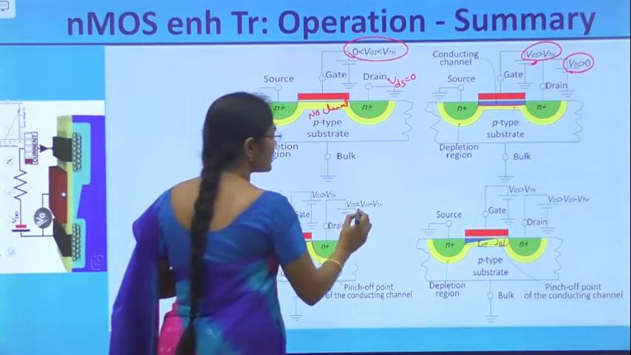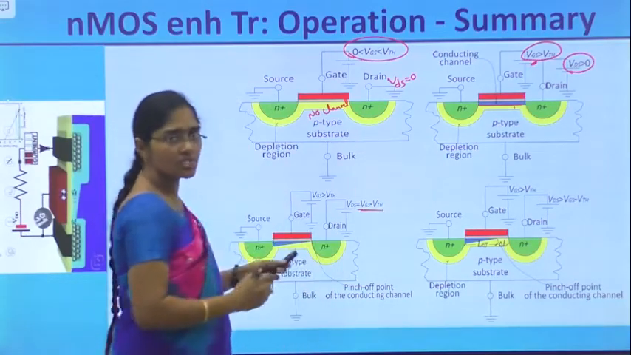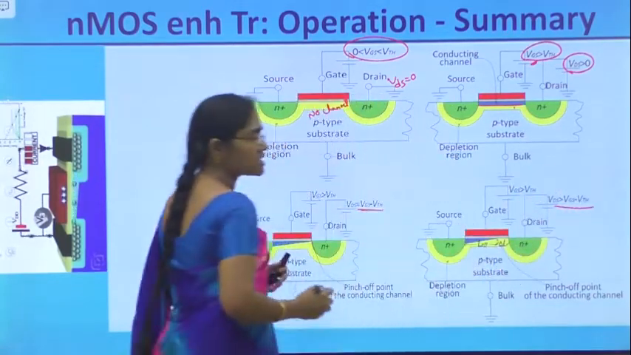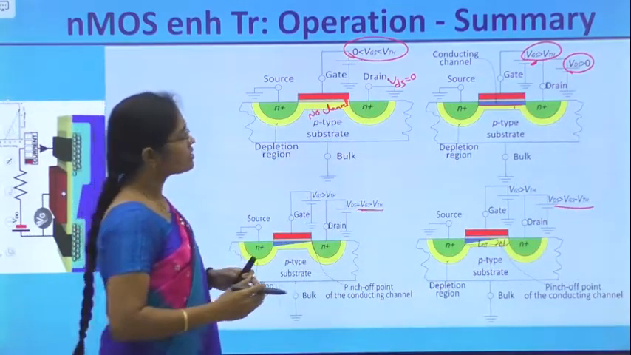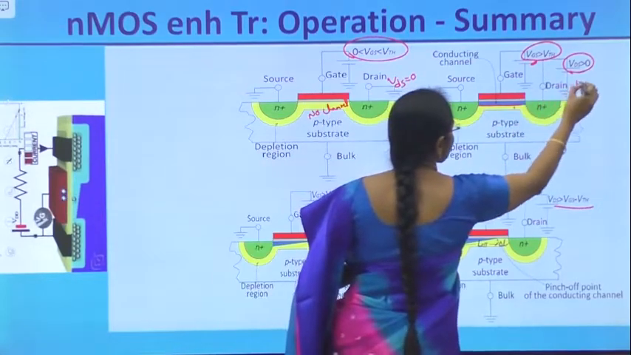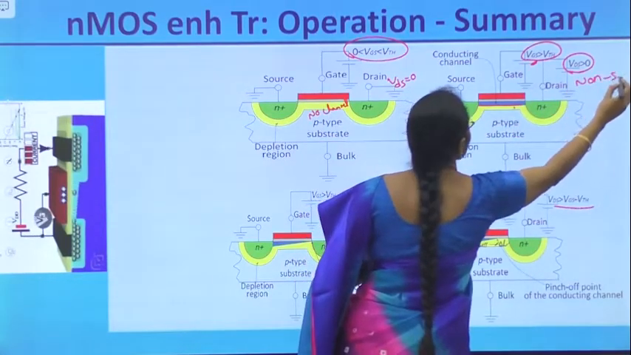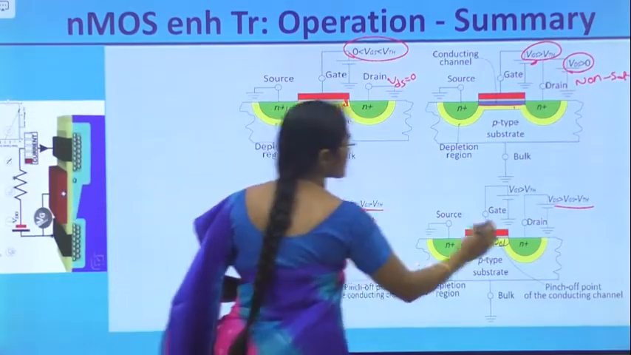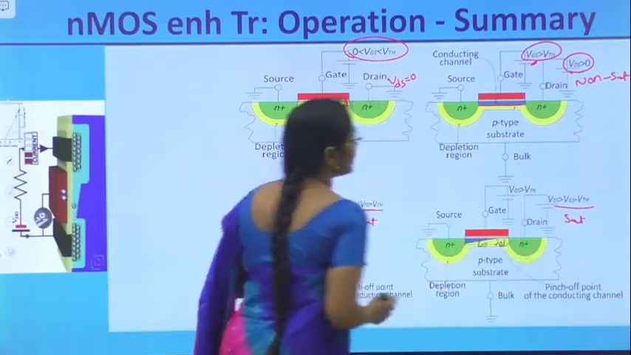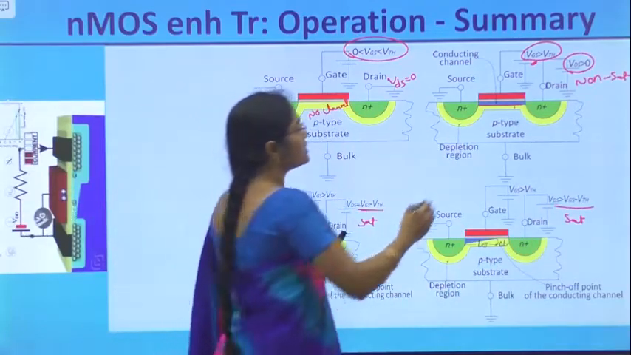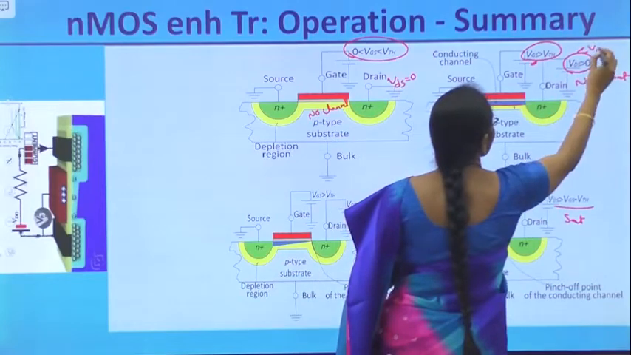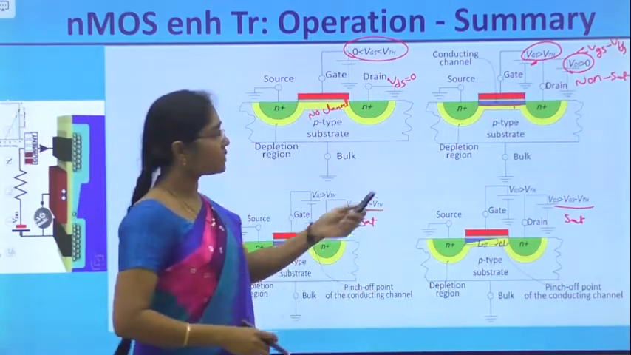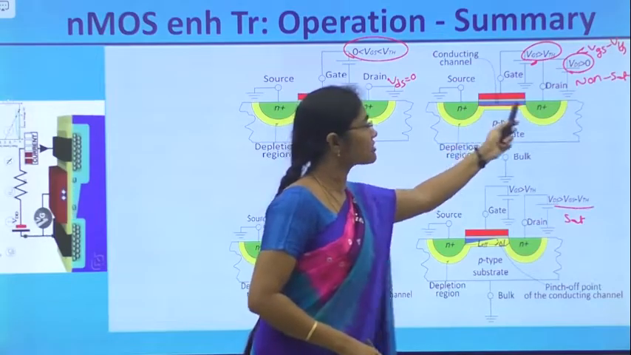So here VDS is taken as equal to VGS minus VTH, and VDS is taken as greater than VGS minus VTH. So this is the non-saturation region here, because VDS is greater than zero, and these two are representing the saturation regions. In the non-saturation region, VDS is less than VGS minus VTH and it is greater than zero. Then what will happen? The channel shape will be like this and electrons will move.